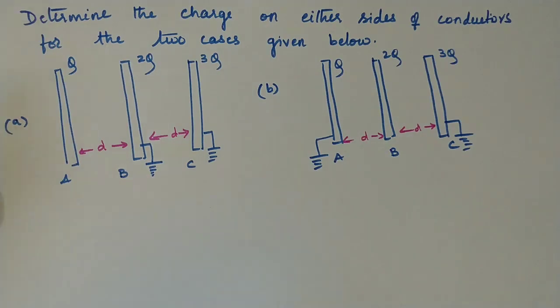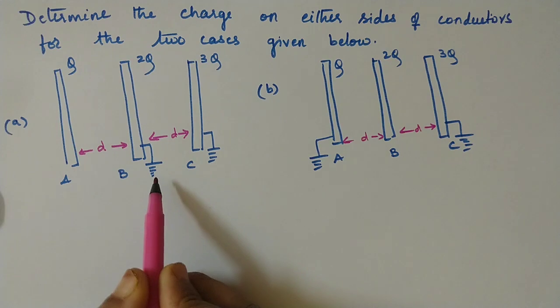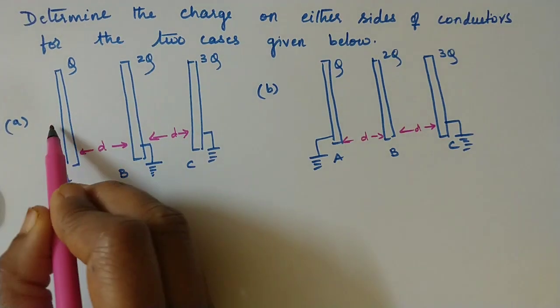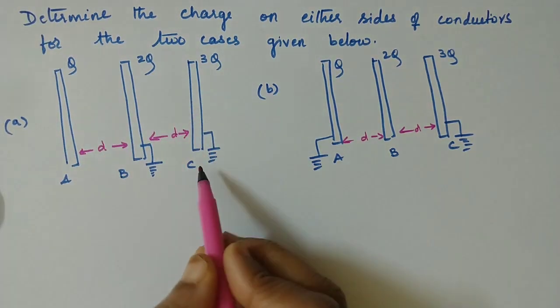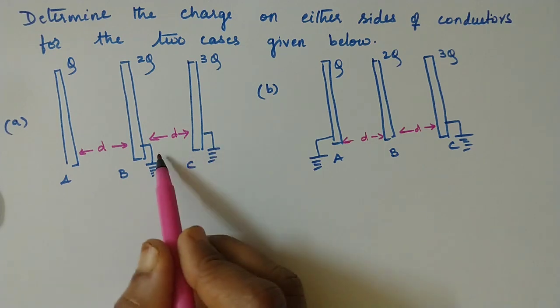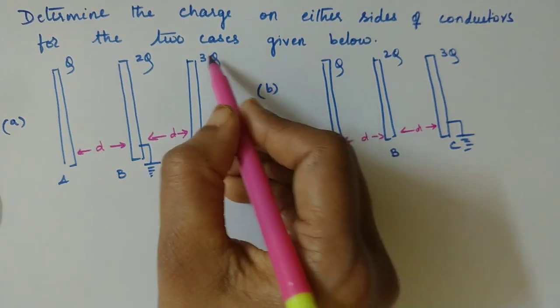Okay, in the previous question, we have seen that only one surface was being earthed. Now let's see how to solve if two surfaces are being earthed. So start with the first case. We want the charges on either sides of the charged conductors if two surfaces are being earthed. So start with the process.